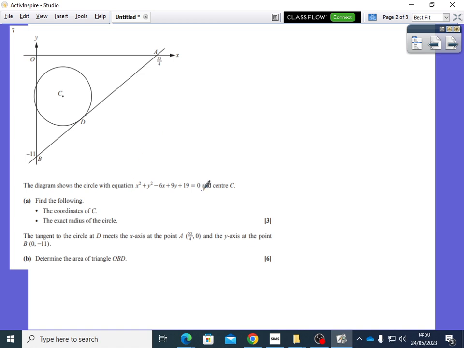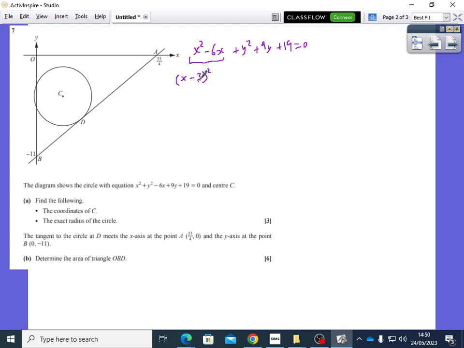Okay, so first of all, when you're doing something like this, we need to go back to this question and complete the square. So I'm just going to quickly put the x's together. So I've got minus 6x, and the y's here, plus y squared plus 9y, and then you've got the plus 19 equals 0.